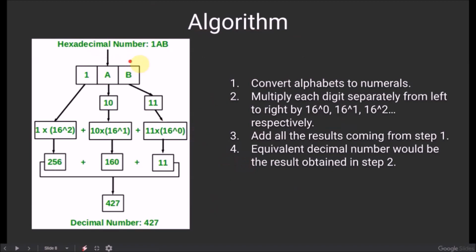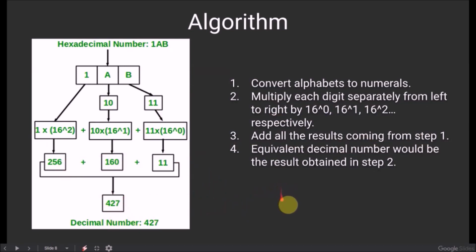Suppose the hexadecimal number is 1AB. Now step number 1 asks us to convert the alphabets to numerals. Therefore, A will be converted to 10 and B will be converted to 11. Step number 2. Multiply each digit separately from right, that is B, A, 1 by 16 raised to the power 0, 16 raised to the power 1 and so on. Therefore, 11 will be multiplied by 16 raised to the power 0, 10 will be multiplied by 16 raised to the power 1 and 1 will be multiplied by 16 raised to the power 2. Add all the results coming from step number 2. So we add 11, 160 and 256 to obtain the decimal equivalent 427.